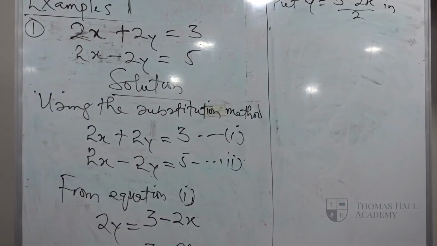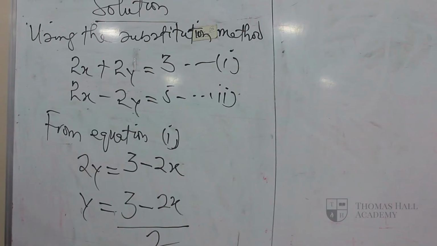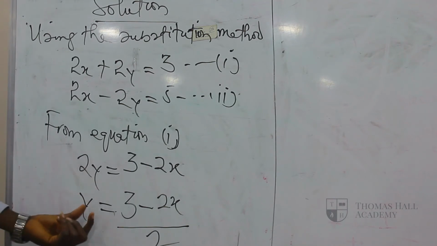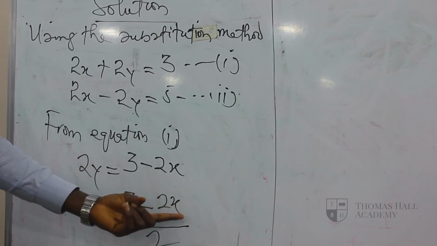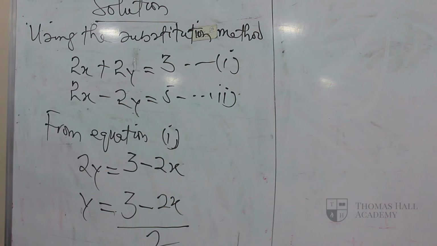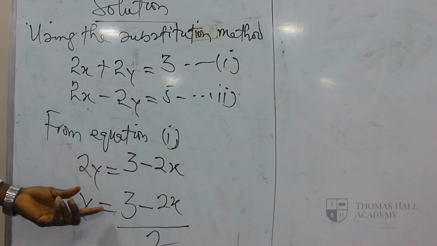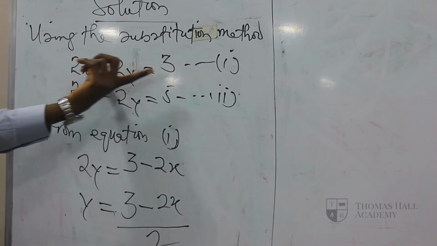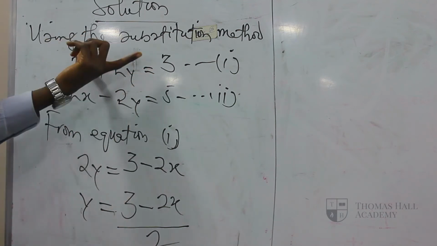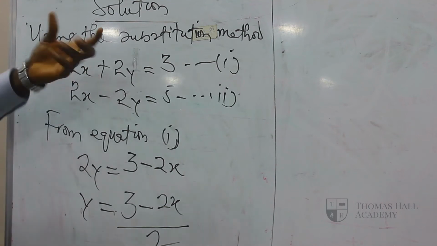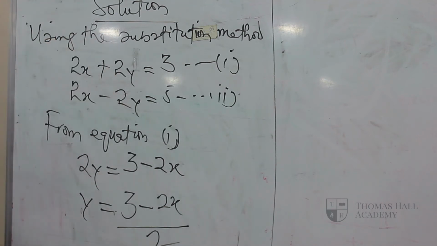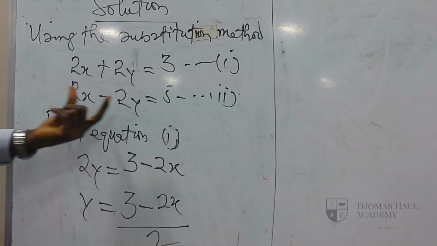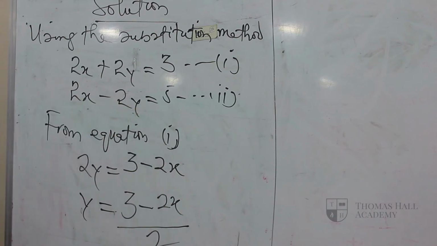Now, we are going to put this in equation 2. Why we are going to put it in equation 2 is because this y equals 3 minus 2x all over 2, we derived it from the first equation. So when you put it back into this, you would still be getting the same thing. So you put it in the second equation. You don't put it back in equation 1, rather you put it in the second equation.